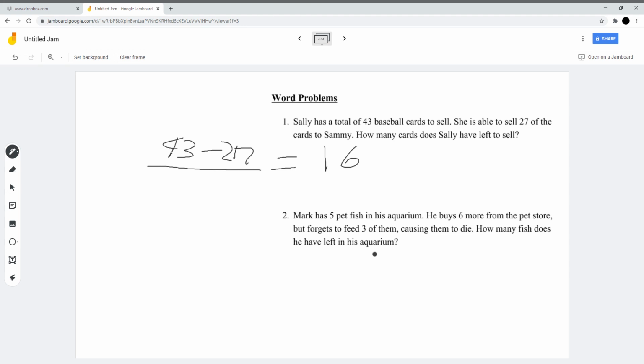Number 2. Mark has 5 pet fish in his aquarium. He buys 6 more from the pet store, but forgets to feed 3 of them, causing them to die. How many fish does he have left in his aquarium? First, Mark has 5 pet fish, and he buys 6 more. 3, 4, 5, 6. But he forgets to feed 3 of them and causes them to die. And how many fish does he have left? 1, 2, 3, 4, 5, 6, 7, 8. The answer is 8.